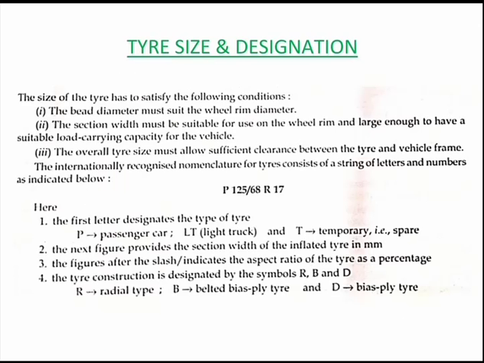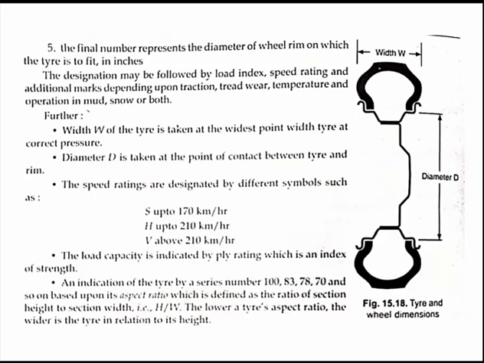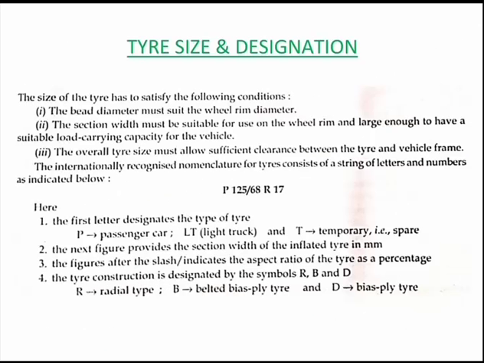Now the next one is the tire construction, which is designated by the symbols R, B, D. R is the radial type, B is the belted bias ply type, and D is the bias ply type. And the next one is the final number; you can see here the number 70.